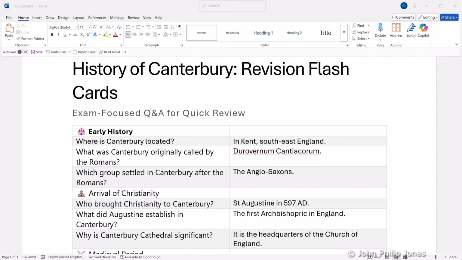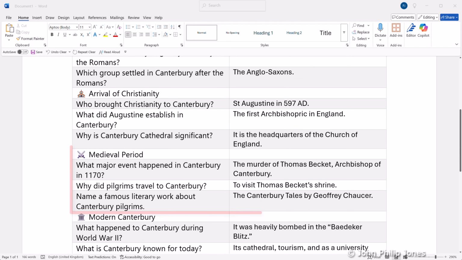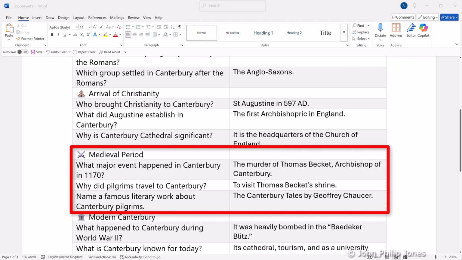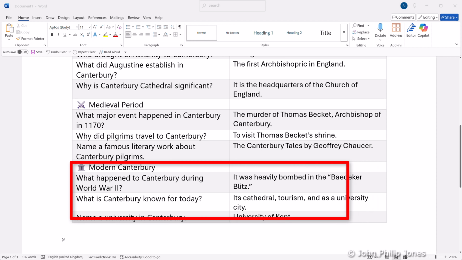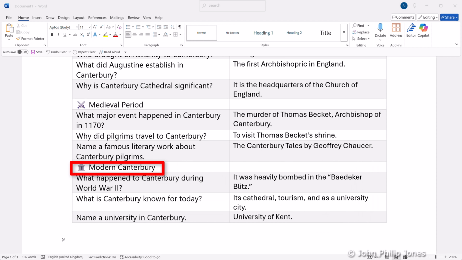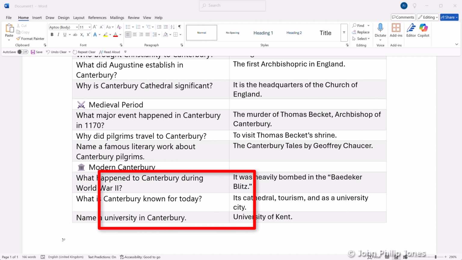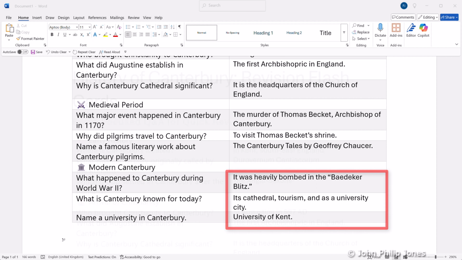If I scroll down, you can see we have another flashcard here on the medieval period, and if I go down again, you can see there's another flashcard on modern Canterbury. Here are the 3 questions, and here are the 3 answers.